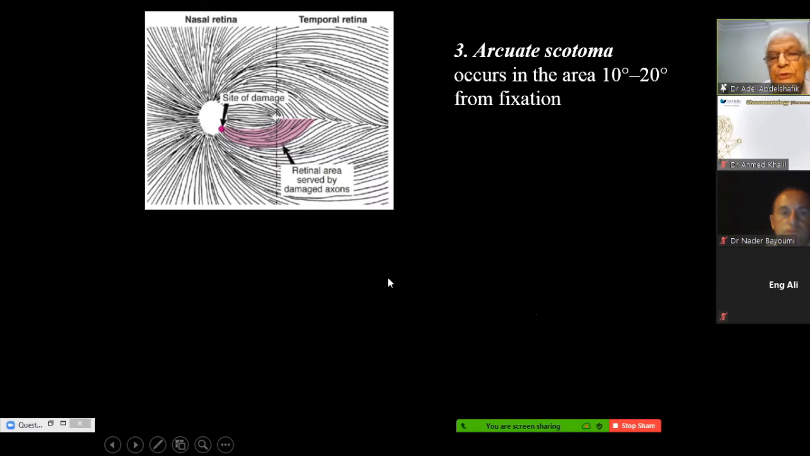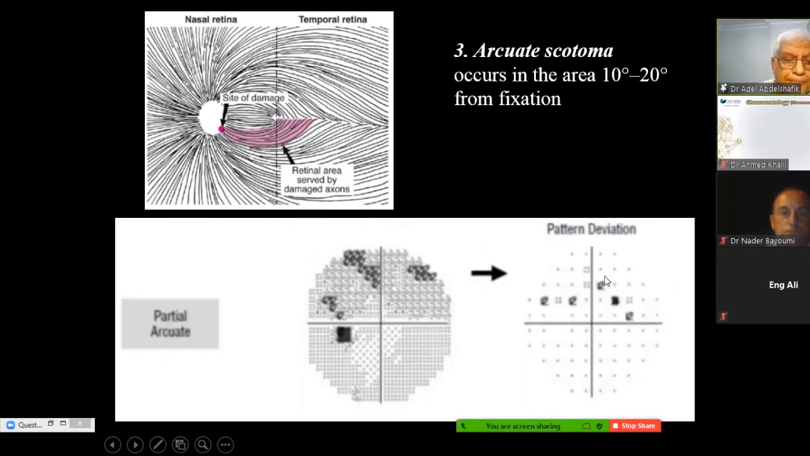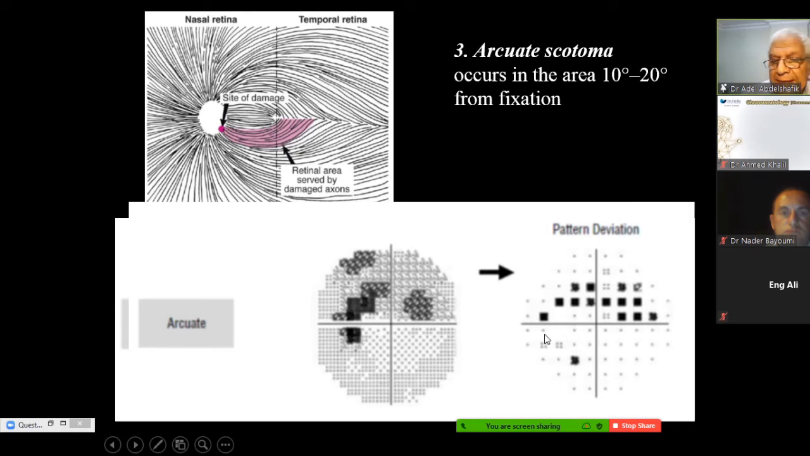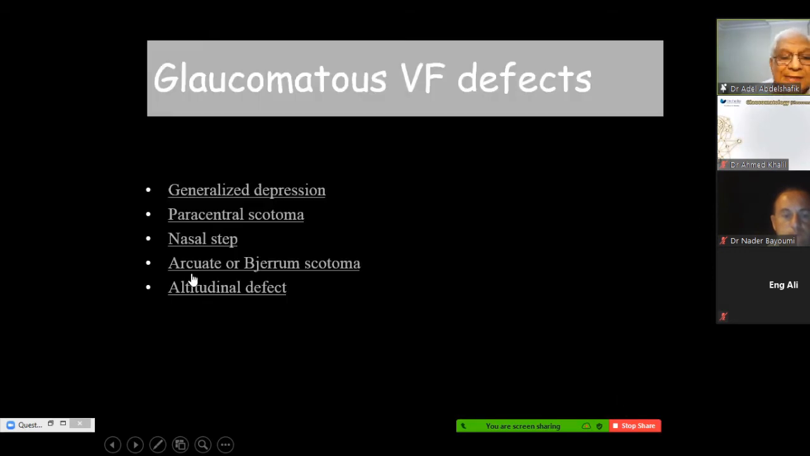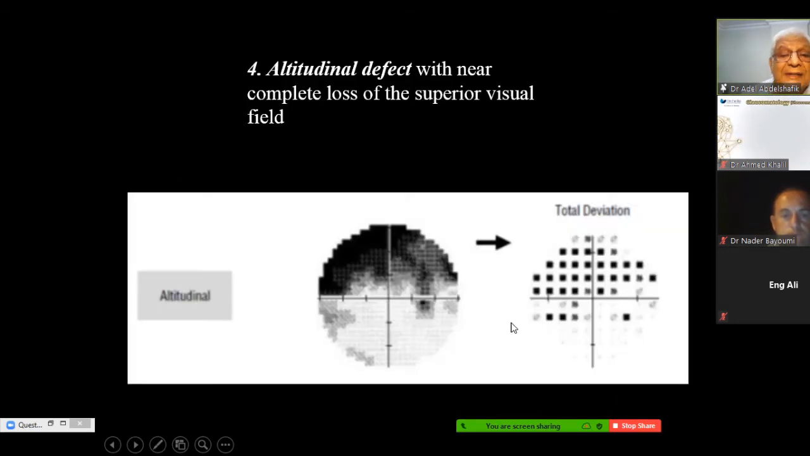Arcuate or Bjerrum scotoma changes between 10 and 20 degrees. This is the blind spot, so we follow it. Again, this is arcuate, but it's getting paracentral as well. Lastly, altitudinal defect is one of the things of glaucoma. If the arcuate gets to the center, paracentral, and central. So again, this is one of the possibilities.